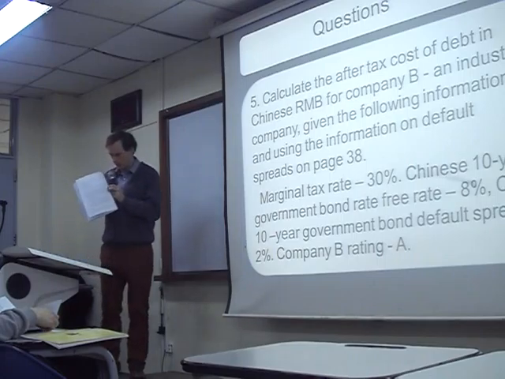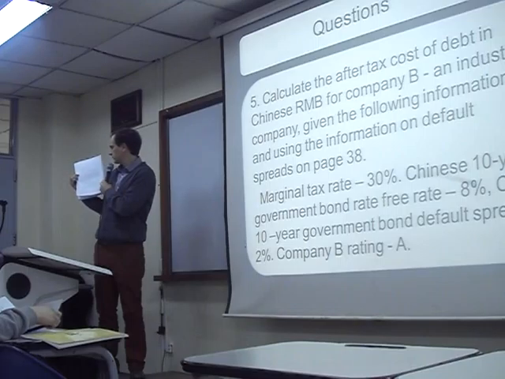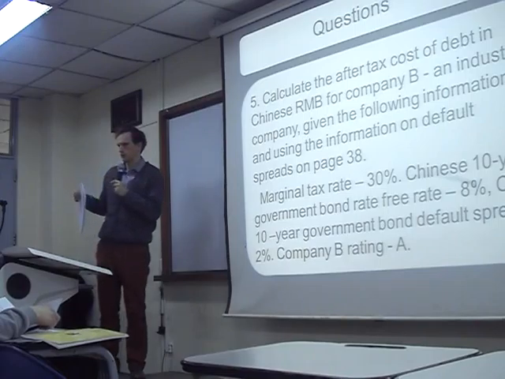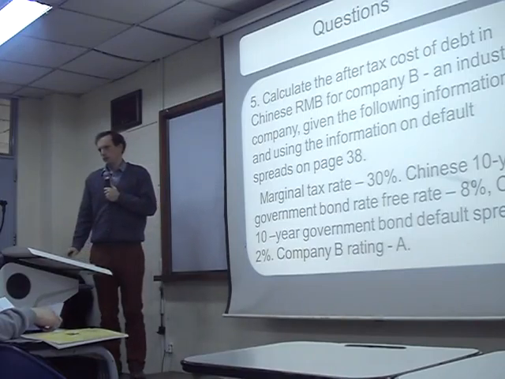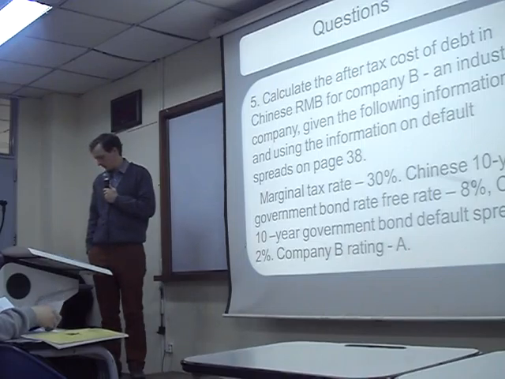Page 39, we can see the equation we need, right? After tax cost of debt equals risk-free rate plus default spread, multiplied by 1 minus the tax rate. Okay? So we need to find the risk-free rate for Chinese, the default spread, Chinese company.